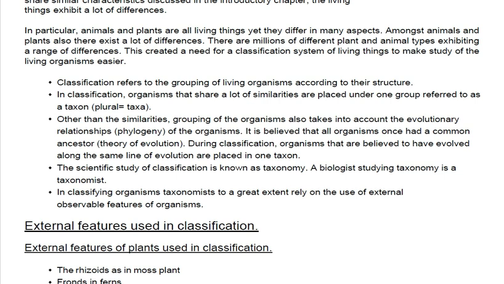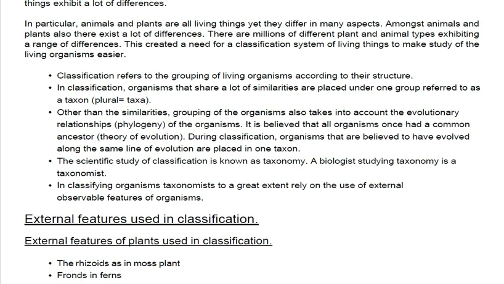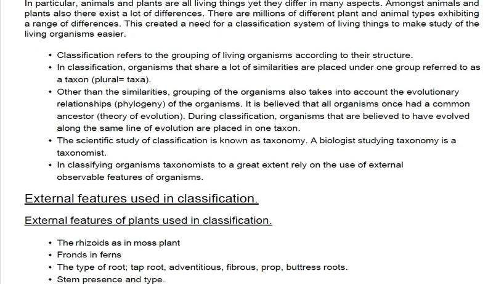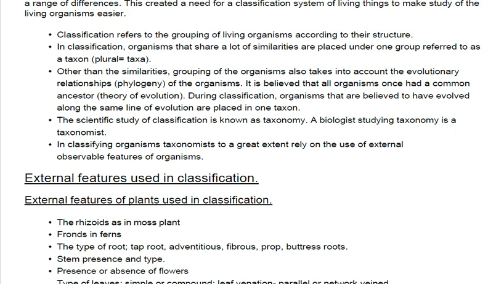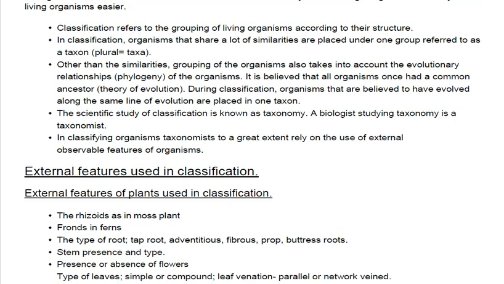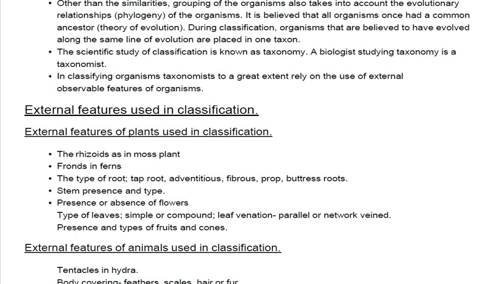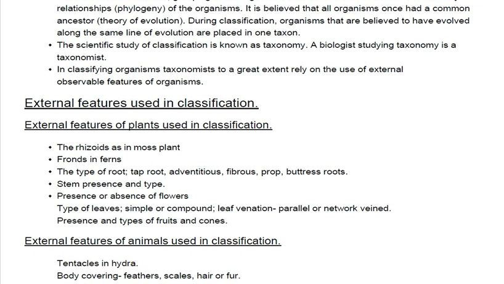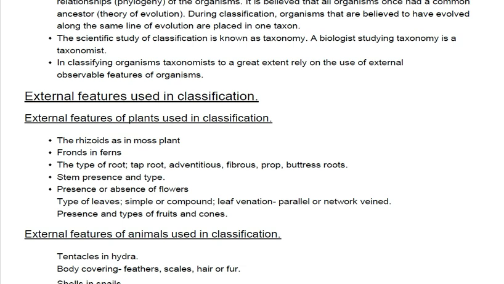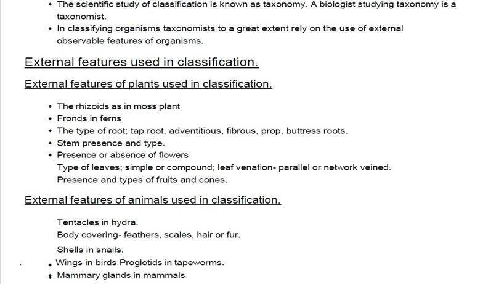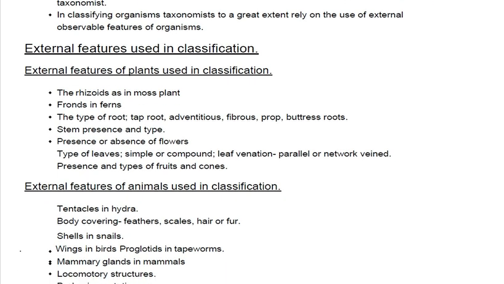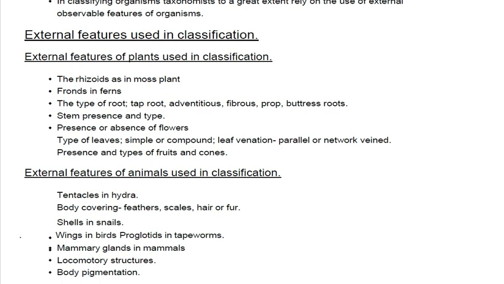External features used in classification. External features of plants used in classification. The rhizoids as in moss plant. Fronds in ferns. The type of root: taproot, adventitious, fibrous, prop, buttress roots. Stem presence and type. Presence or absence of flowers. Type of leaves, simple or compound. Leaf venation, parallel or network veined. Presence and types of fruits and cones.